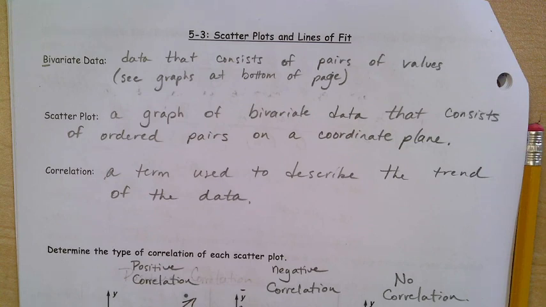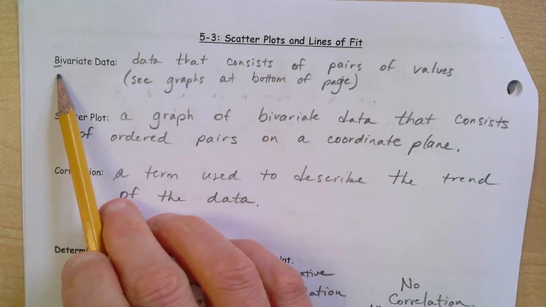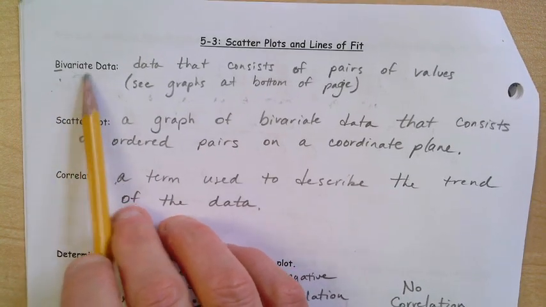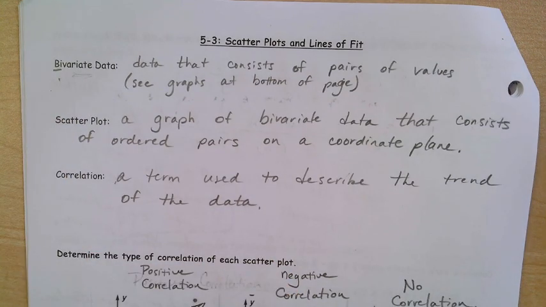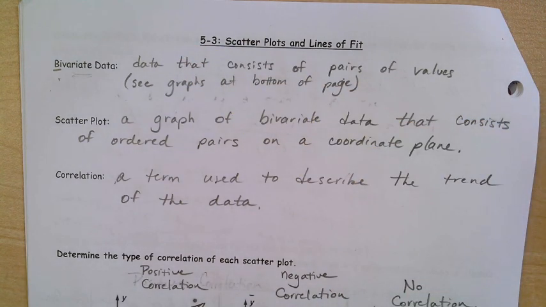So the first term, bivariate data. I like to break down terms so they make more sense to myself when I explain them. The prefix bi obviously means two, but variate looks like variable. So if you think of it as two variable data, it makes a lot more sense when it comes to the actual definition here: data that consists of pairs of values, okay? So we have two variable data, an x and a y value, and so data that consists of pairs of values.